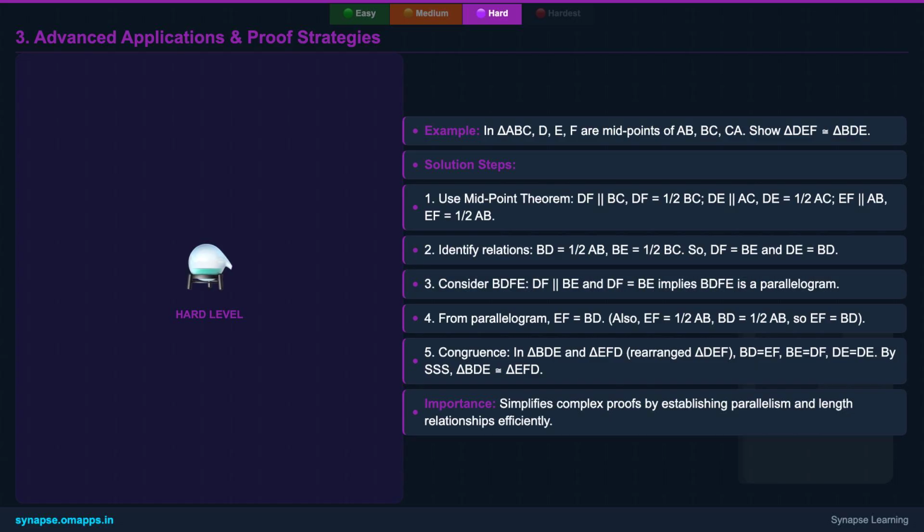This kind of problem demonstrates how the theorem acts as a powerful shortcut, allowing us to deduce length and parallelism relationships that are vital for proving congruence or other geometric properties. It's a key tool in your geometric proof toolkit.